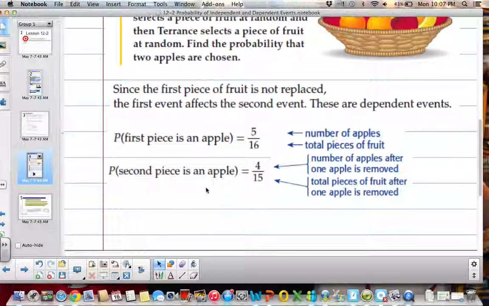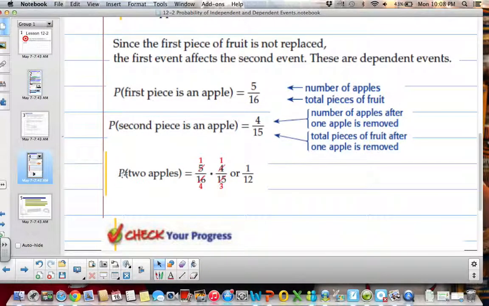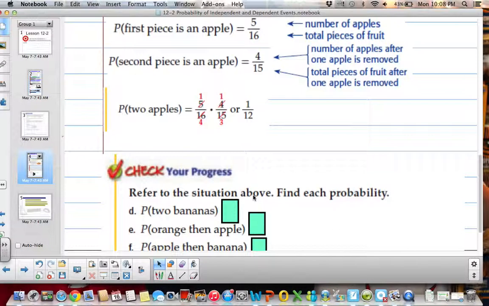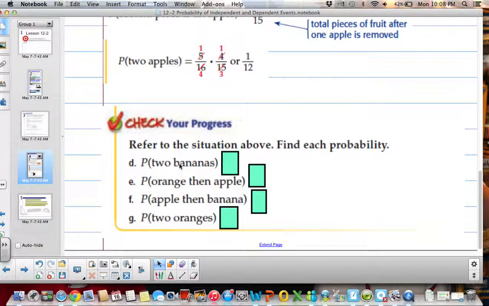So then to find the probability that they both get the apples, we would take 5/16 times 4/15, and we would multiply them together. They did cross products and canceled out here, but you could multiply them together and you would simplify it to get 1/12. So the probability of 2 apples then is 1/12. Okay, we're going to do a couple of these together and then you're going to do a couple on your own. So the probability of 2 bananas.